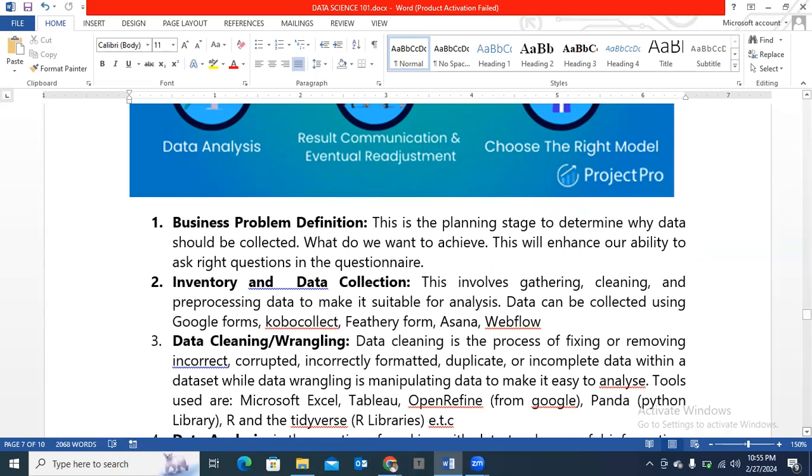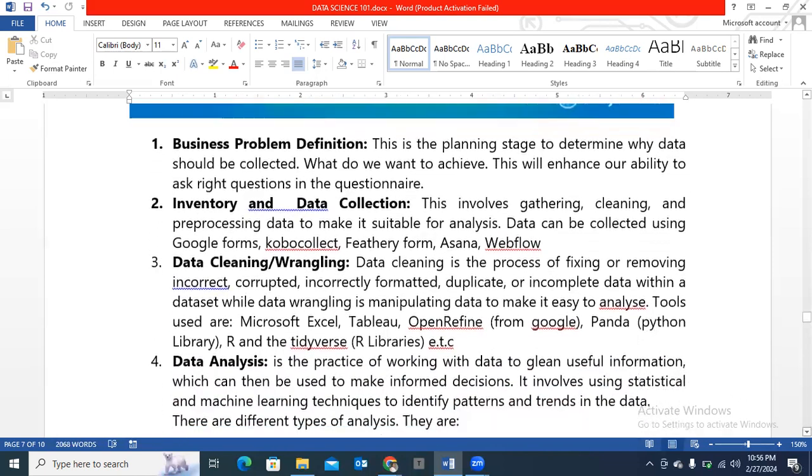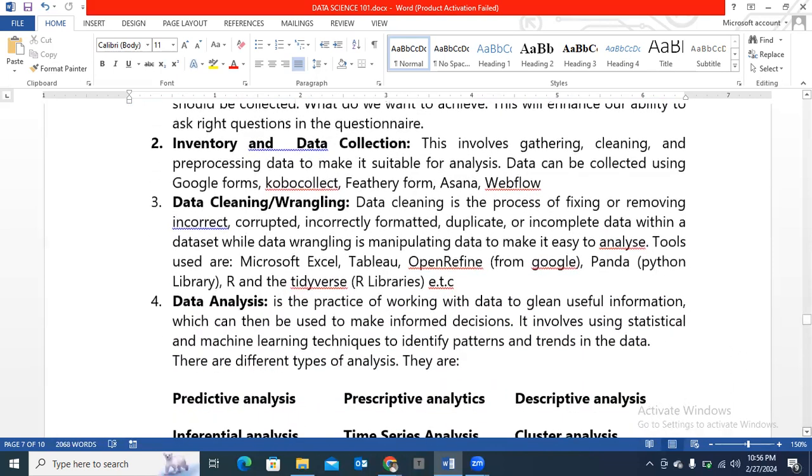So at inventory and data collection level, what are the software that you need? You might make use of Google. It depends on how sophisticated the data you need might be. But you might make use of Google Forms to collect your data. You might use Kobo Collect, Jotform, Asana, Webflow. And then for data cleaning, Microsoft Excel is very good for data cleaning. Tableau, OpenRefine from Google, Pandas from Python library, R and the Tidyverse from R libraries. They can help with data analysis and data cleaning.